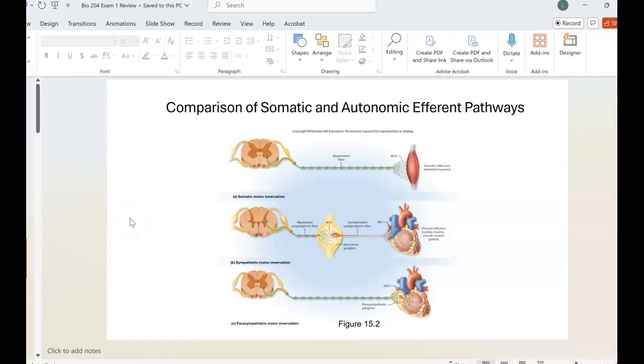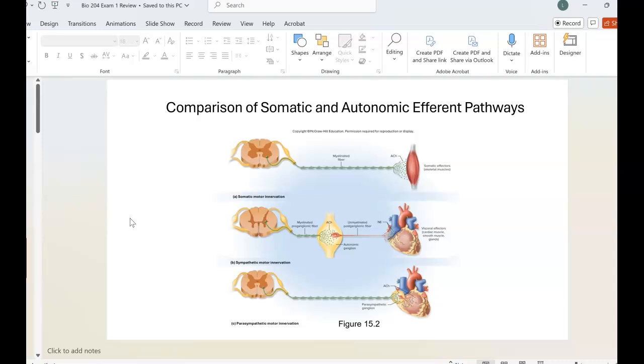Since we're most familiar with the somatic nervous system, this is a little comparison of that innervation. So the top picture, this is the somatic motor nervous system. And here we're talking to that skeletal muscle. So that's the effector of the somatic motor division. And we have one neuron which is communicating with that skeletal muscle. And the neurotransmitter is acetylcholine. So in this case, acetylcholine is excitatory, and that's how we see that muscle contracting.